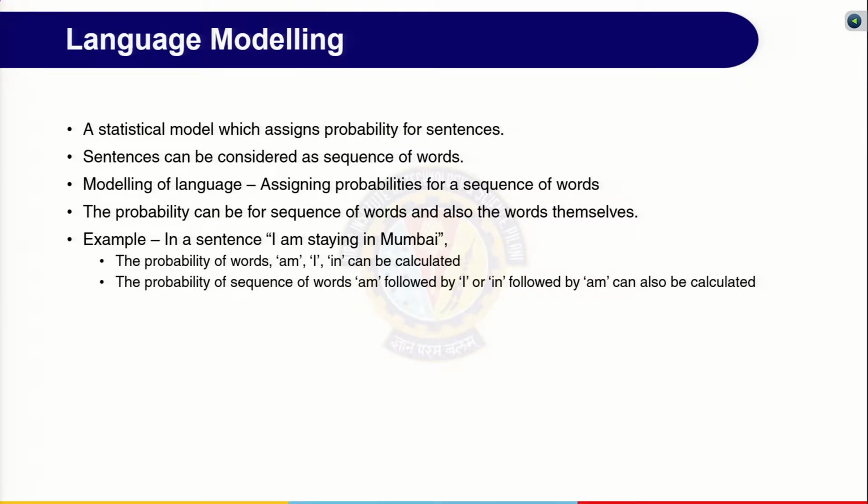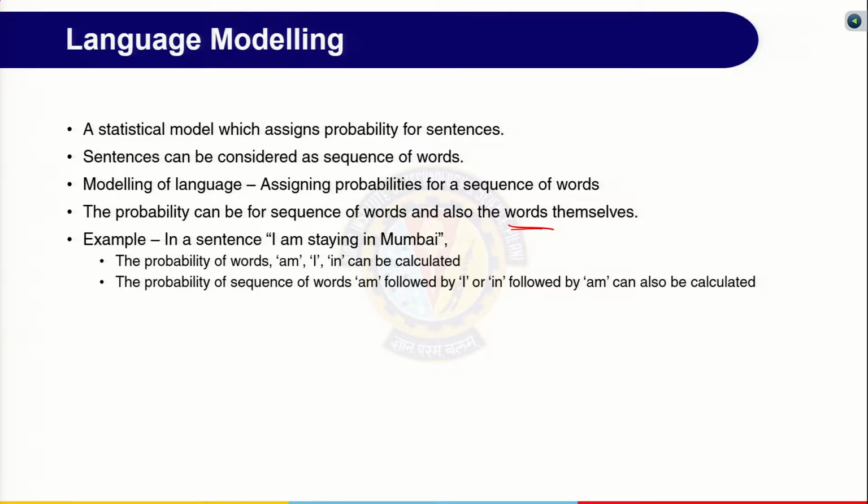The language modeling is nothing but a statistical model which assigns probability for sentences. You can consider sentence just to be a sequence of words for this particular example. We don't have to follow, let's say, grammatical structure, but you can just consider it as a sequence of words. So the modeling of language is about assigning probabilities for such a sequence of words. And the probability can be for the sequence of words, and it also can be for the words themselves.